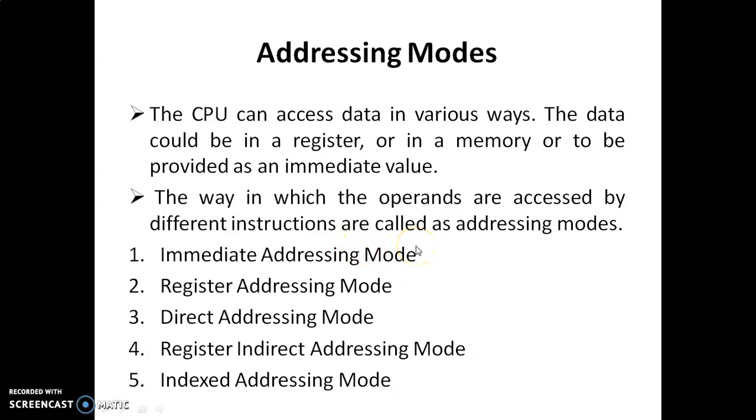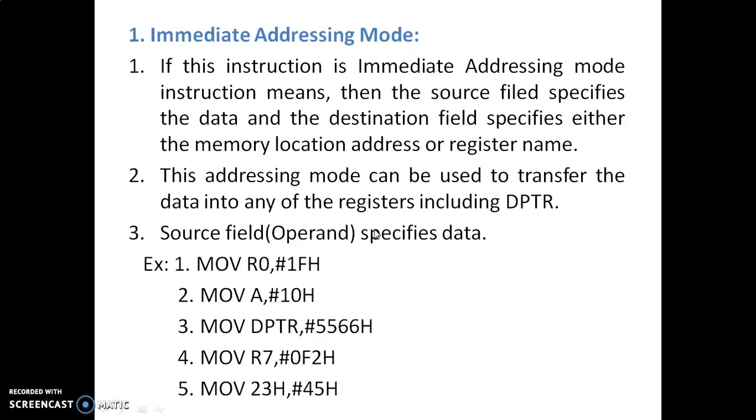In the 8051 microcontroller, in total we have 5 addressing modes. One is immediate addressing mode, the second one is register addressing mode, and the third one is direct addressing mode. The fourth one is register indirect addressing mode, and the fifth one is indexed addressing mode. Coming to the immediate addressing mode.